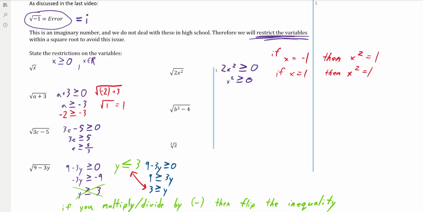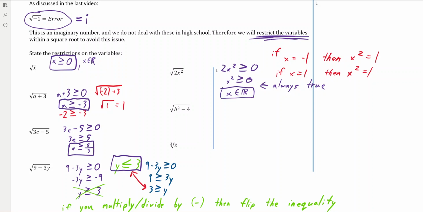And so because of that, this statement is actually always true, which means that when we get rid of the square root, what we would actually write is there is no restriction on x, or we write it like this: x is in the real numbers. All right, let's take a look at the next one.